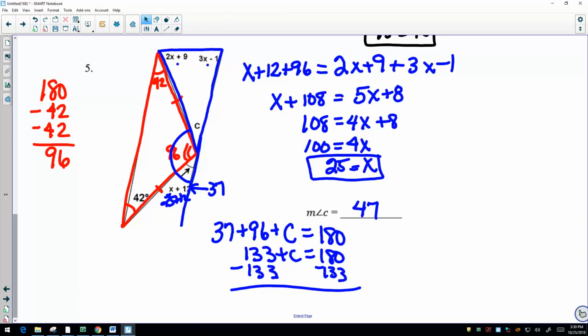So that's just a little bit about angles, using a whole bunch of properties from our last units and this unit, putting it all together.